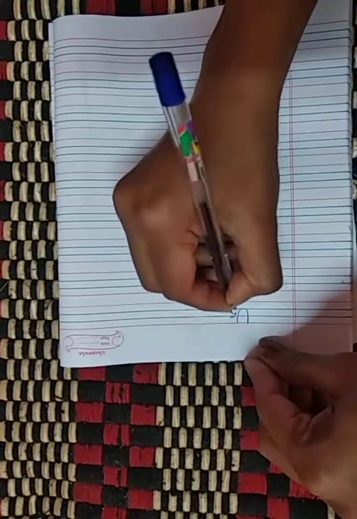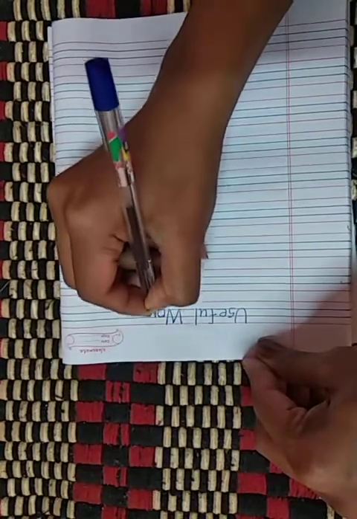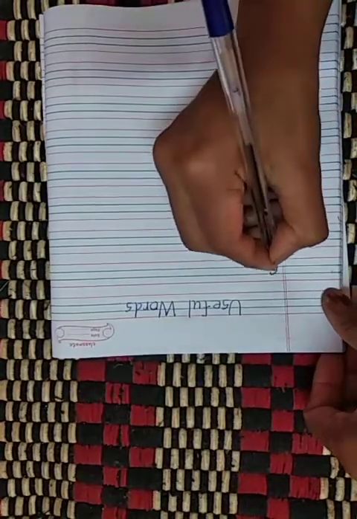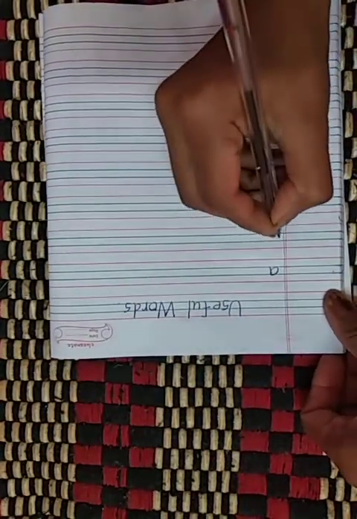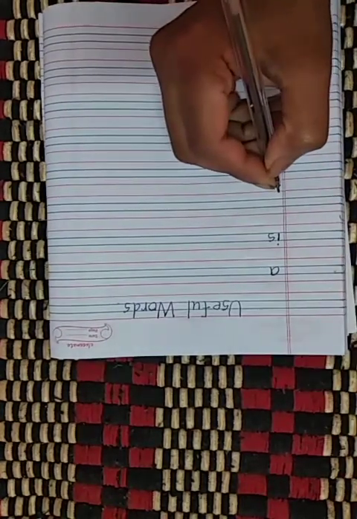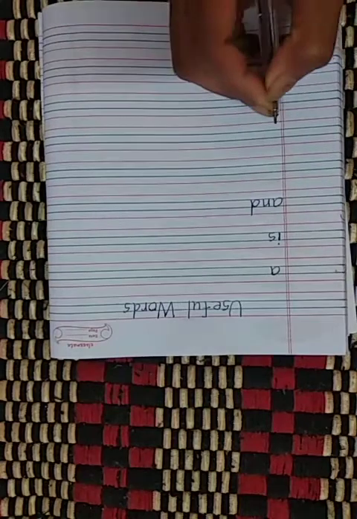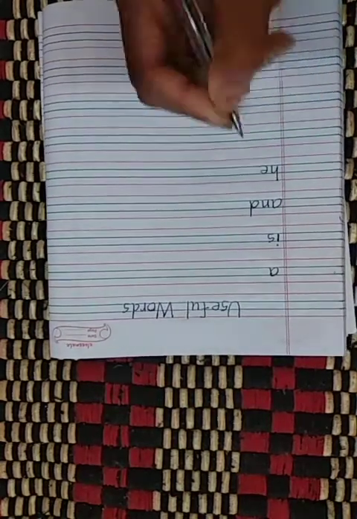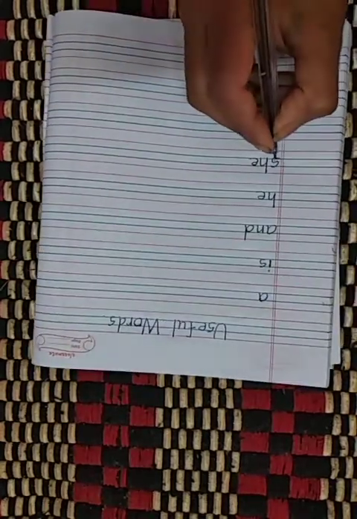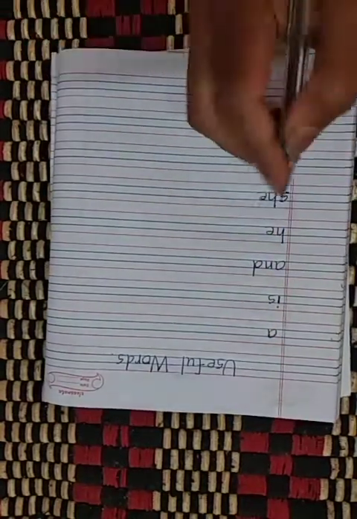Write a heading here: useful words. Useful words. Now see here, is, and, he, she. I will go a little fast. I will try to form at least a full page in this video itself.